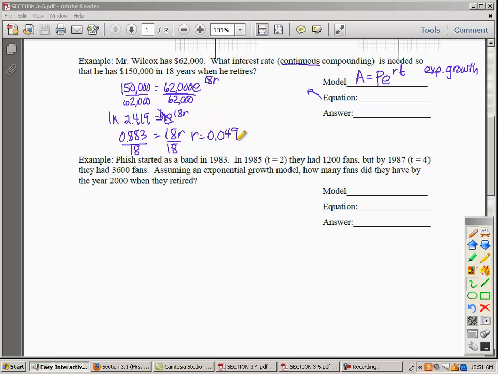Now the question they're asking is, what is the interest rate? And we don't normally say 0.049. In a normal story problem, they tell you this is about 4.9%. And I'm going to put approximately because we rounded some decimals along the way. But basically, if he's compounding this, he needs to find a bank that could give him about 4.9% in order to make the $150,000 in 18 years. This is a definite quiz-type question where we ask you something like this.